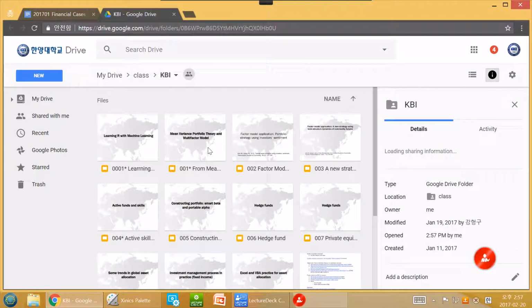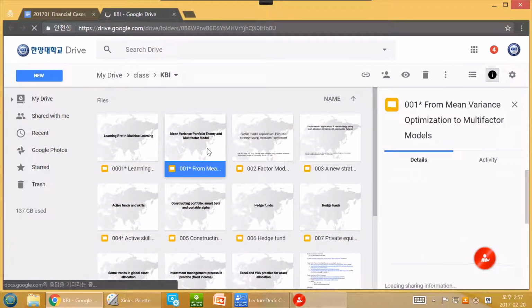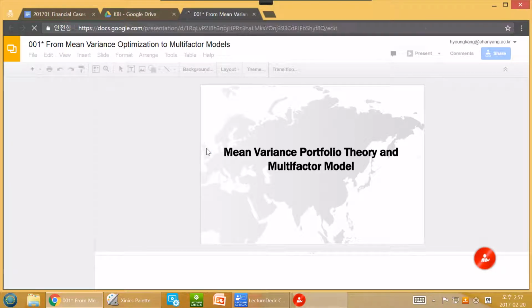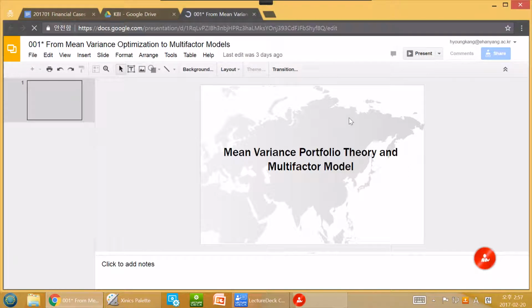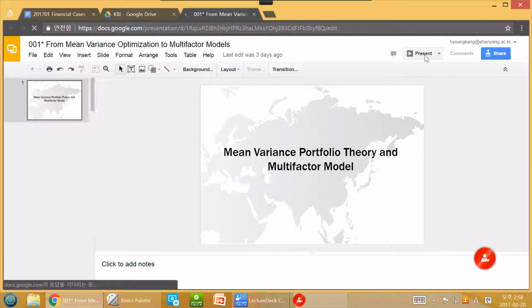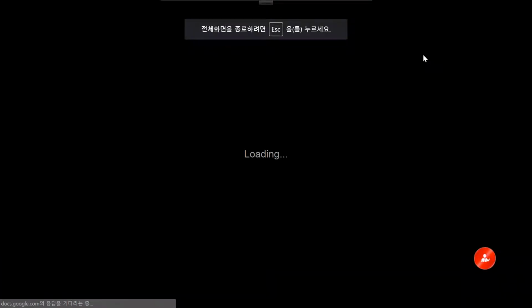Now let's move to our second topic. Okay. From mean variance optimization to multi-factor models, we present.